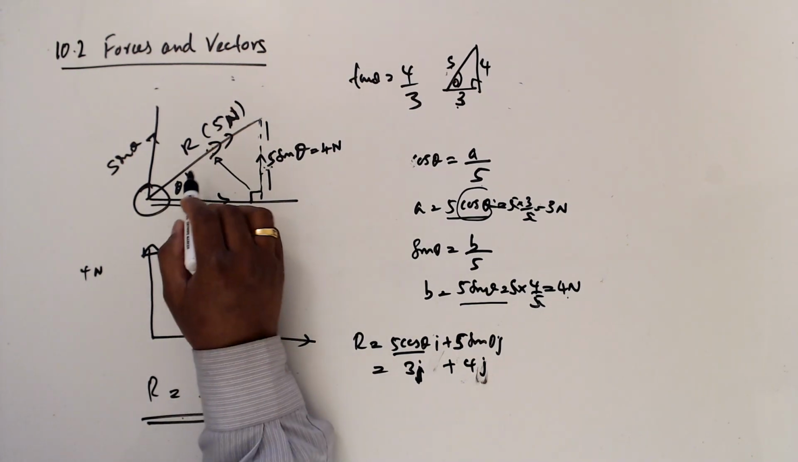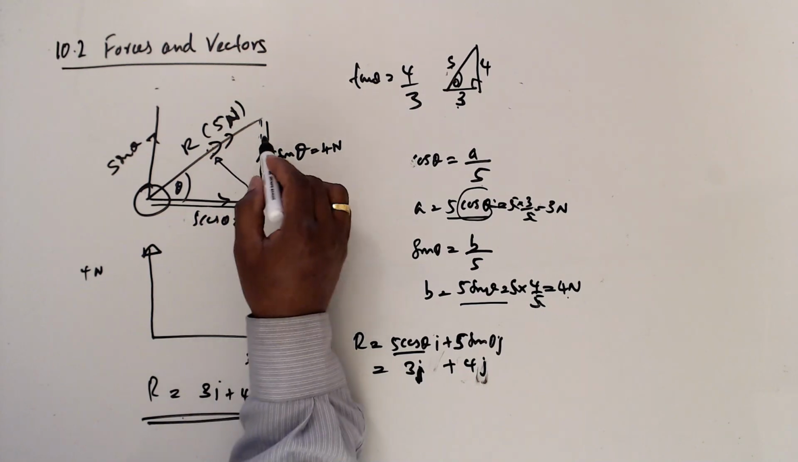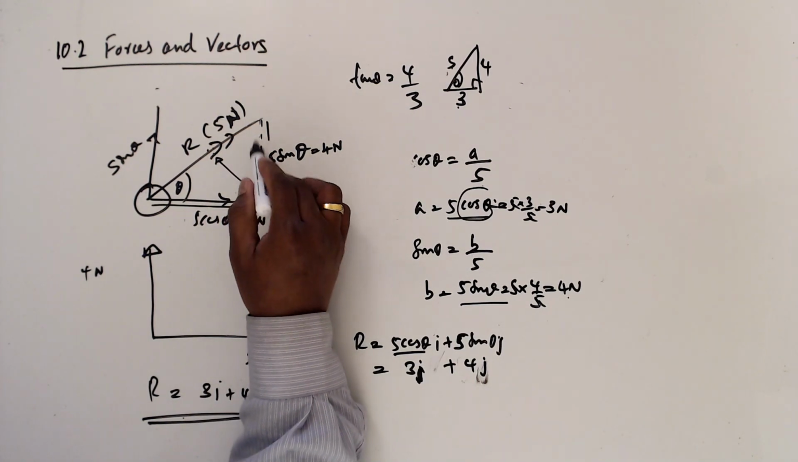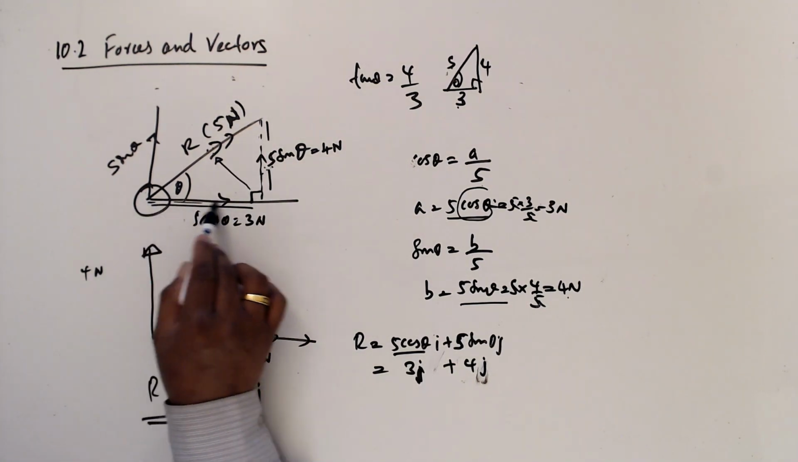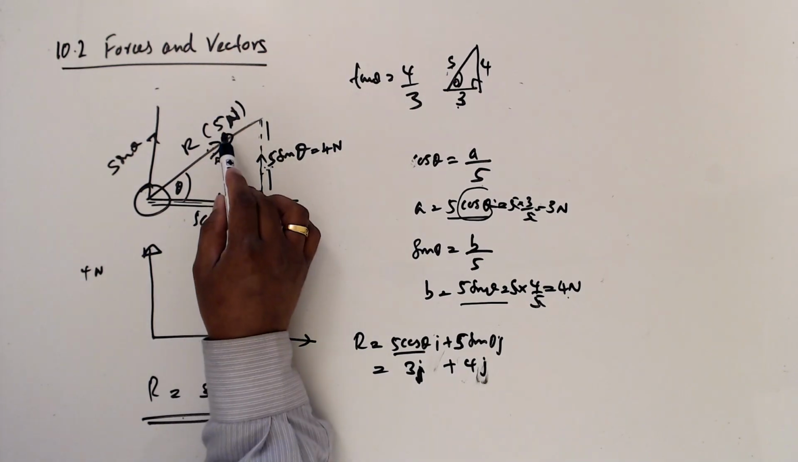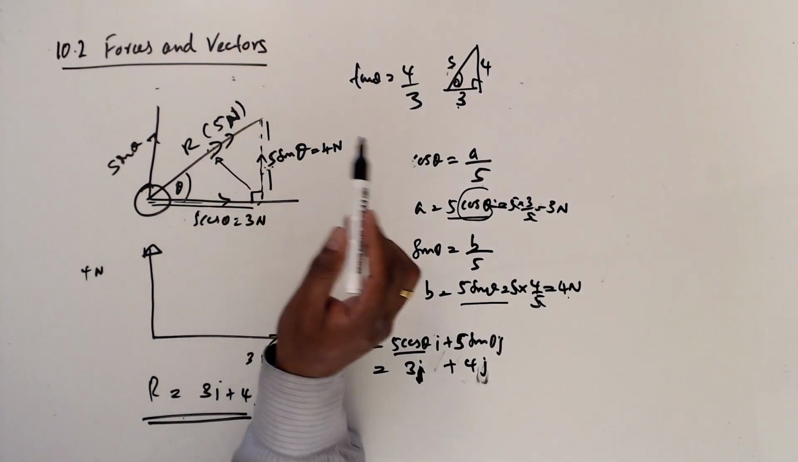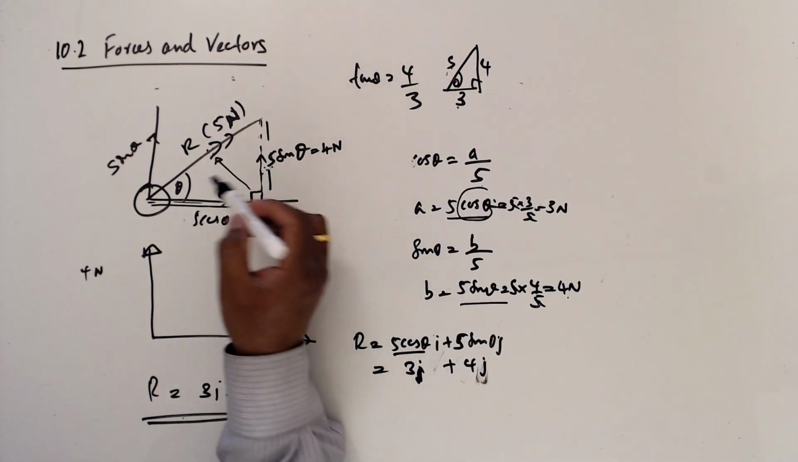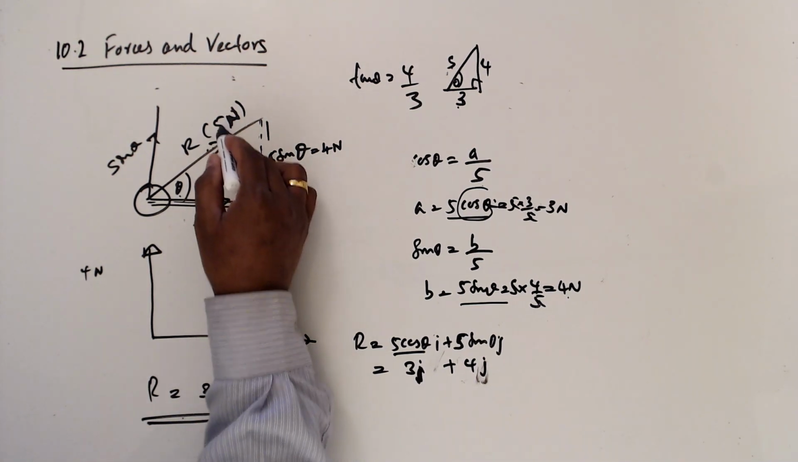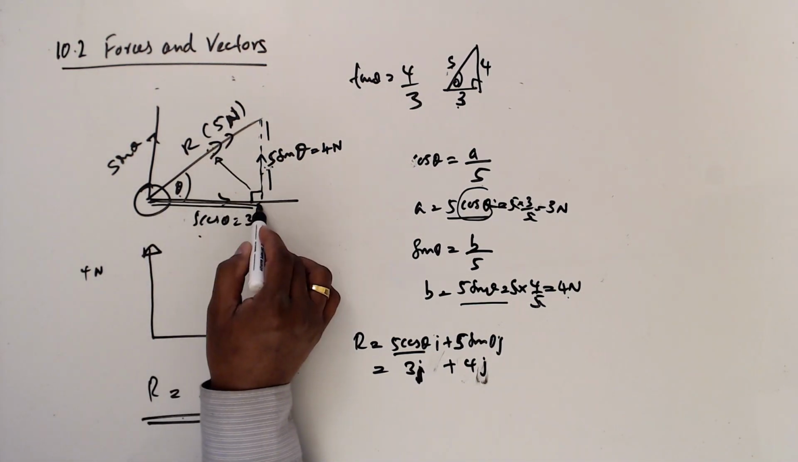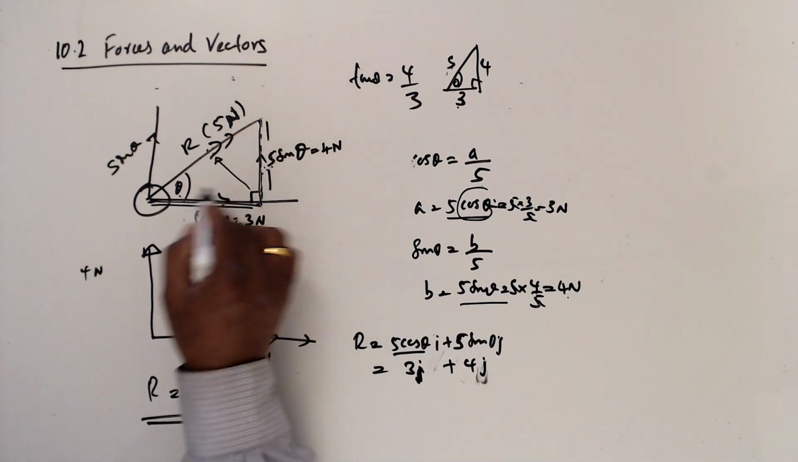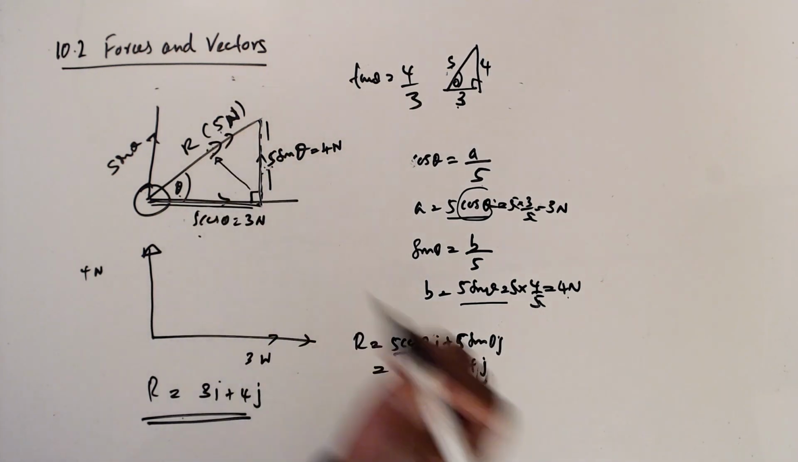Can you see this in a short form? If this angle is given, and you know R is 5, then the horizontal component is simply 5 cos theta, and the vertical component is 5 sine theta.